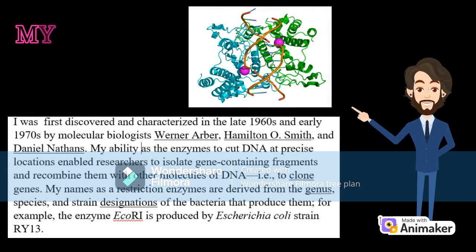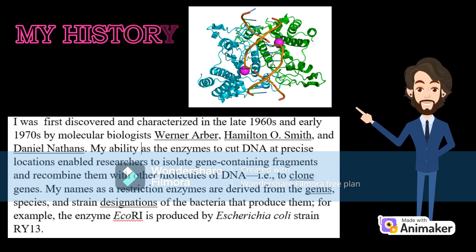Now I will say about my history, how I was discovered and how I was characterized. I was first discovered and characterized in the late 1960s and early 1970s by molecular biologists Werner Arber, Hamilton O. Smith and Daniel Nathans. My ability as an enzyme to cut DNA at a precise location enabled researchers to isolate gene-containing fragments and recombine them with other molecules of DNA, that is, to clone genes.